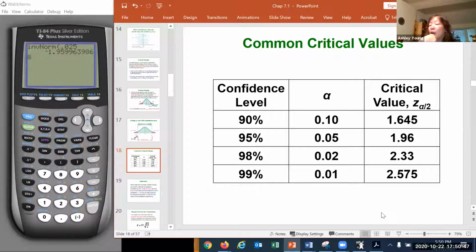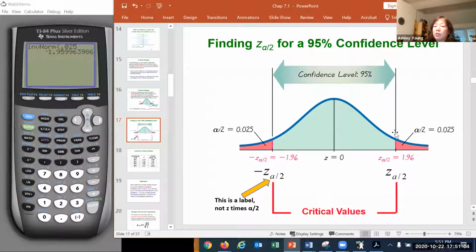In chapter 8, our critical values will be positive if it's on the right side, negative if it's on the left side. So you just make it negative if it's on the left side, but you just make it positive if it's on the right side. But for chapter 7, it's always going to be centered, right and left. So you'll have both a positive and a negative.